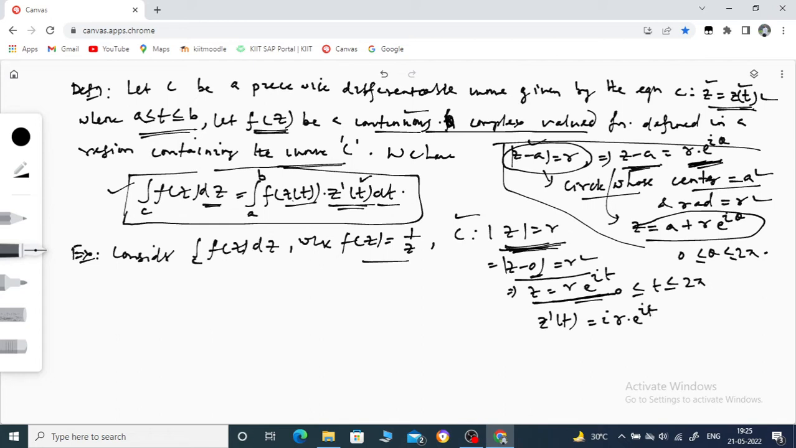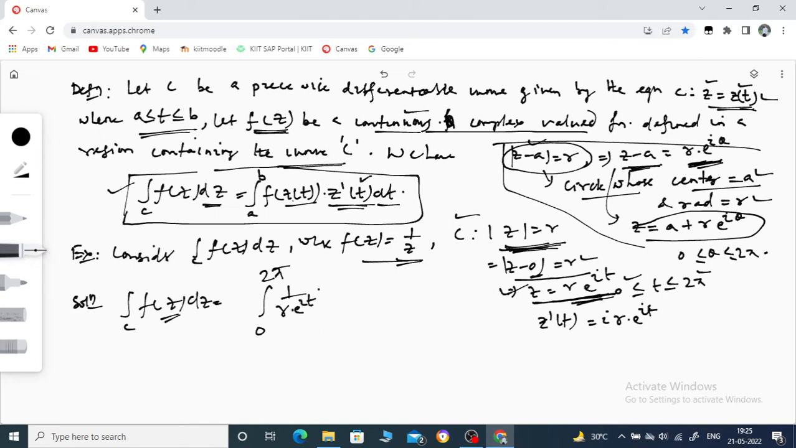So now we will write its solution. Integration over c f of z dz is equal to integration, and here t varies from 0 to 2 pi, so my limit will be 0 to 2 pi. And what is your f of z? f of z is 1 by z, and what is the value of z? z is r e to the power it, so 1 by r e to the power it.